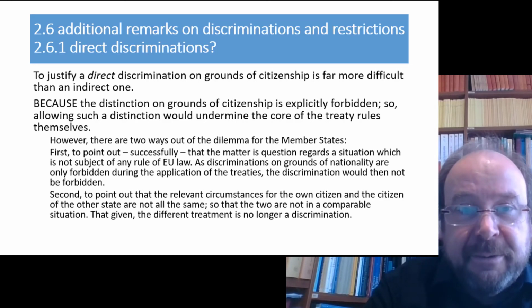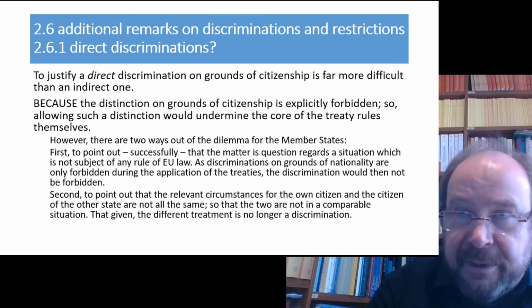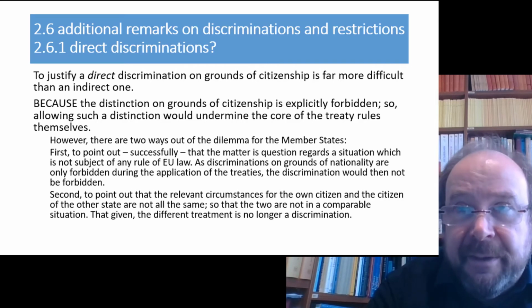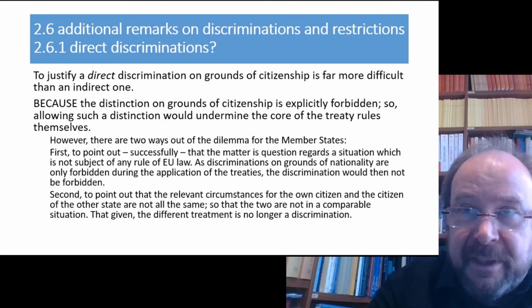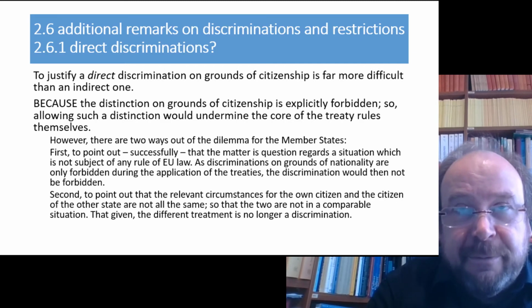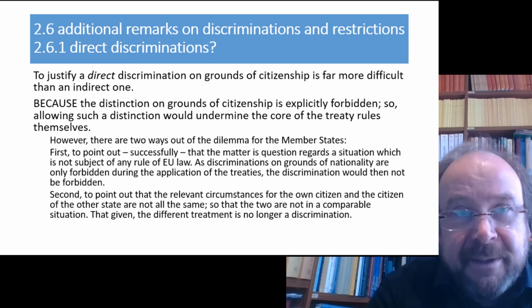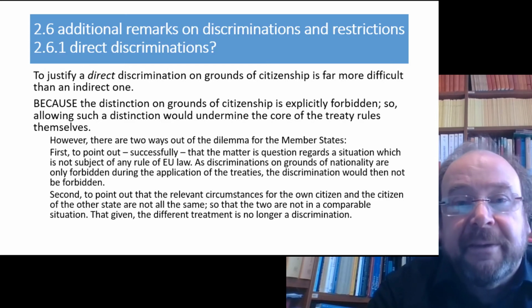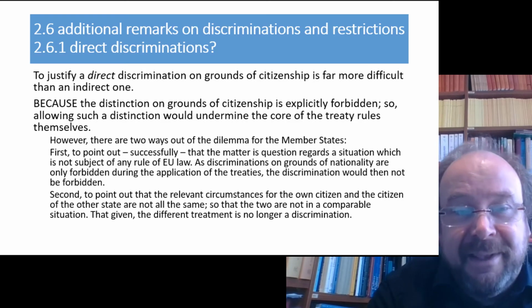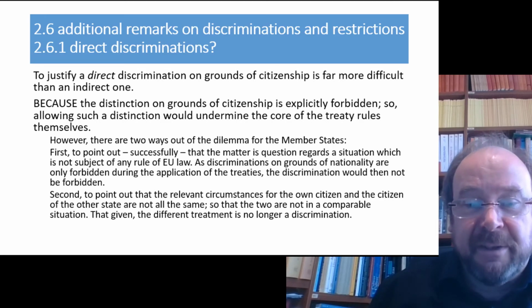Now, if you fail to point that out, if you legislated in an area which has to do with EU law, then discriminations are forbidden. Then the only way to talk yourself out of the problem is to point out that the situation for the foreigner and the situation for the own citizen are never identical, so that there is a difference in the circumstances. And if there are two situations which are not comparable, then you cannot demand equal treatment. Indeed, these are the two lines of defense which in such a case are usually tried by the member states.